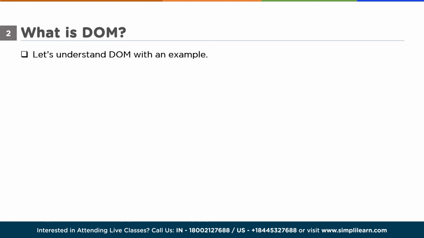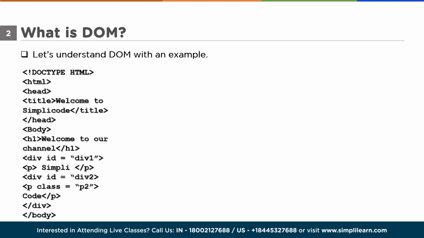Here we have code that consists of tags like HTML, head, body, heading tag, etc. We have the HTML tag here, the opening HTML tag and the closing HTML tag. Inside the HTML tag, we have the head tag, which contains the document's header part. Inside the head tag, there is a title tag that contains the title of the web page. Then comes the body tag, which contains a heading tag and two div tags with IDs as div1 and div2.